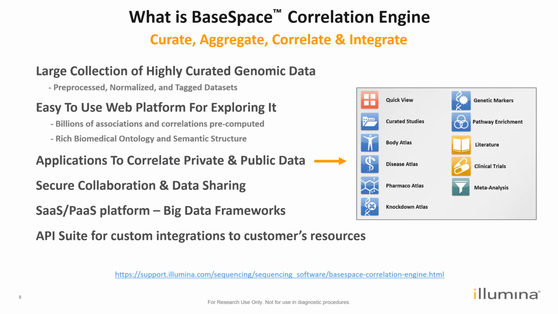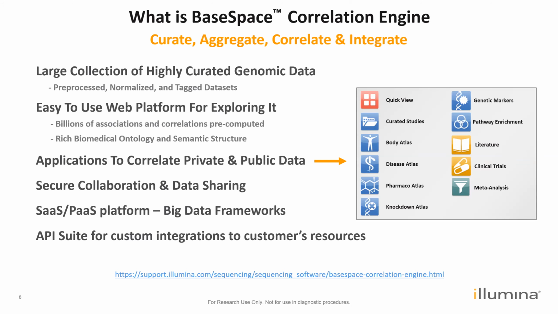Curate, aggregate, correlate, and integrate is a sort of mantra we use to set a vision of what Correlation Engine is. Correlation Engine has a large collection of highly curated genomic data that has been pre-processed, normalized, and ontologically tagged. It's an easy-to-use web platform for exploring billions of associations and correlations with private and public data. It's built on big data frameworks, enabling secure collaboration and data sharing. The major applications are shown on the right.